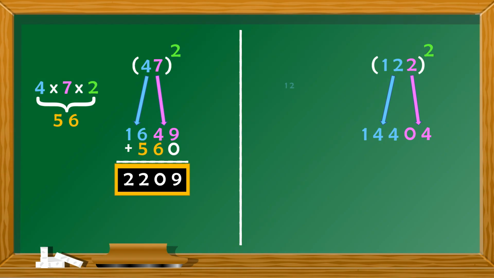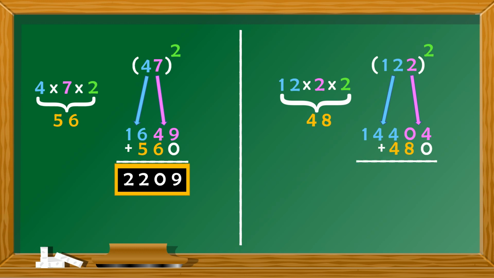Now multiply the 12 with 2 and again with 2. You will get 48. Now add this 48 to 14,404. Note that before adding 48 add 0 at the end so the number becomes 480. After adding these you will get 14,884, which is the square of 122.